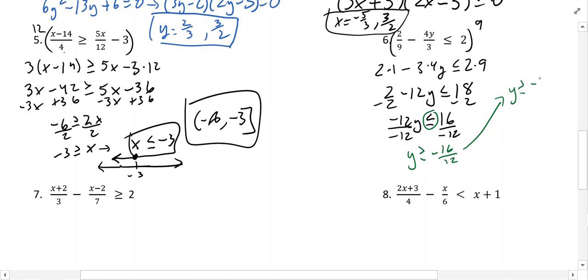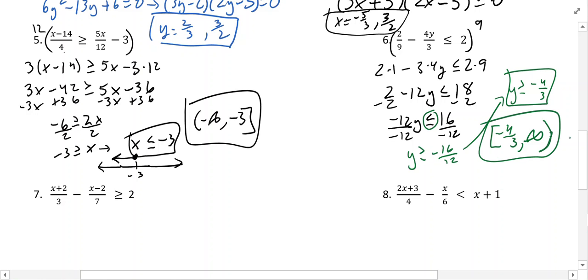So you're going to say negative 4 over 3. And remember, I don't need to see the number line. I just want to see the inequality, which is this: y is greater than or equal to negative 4/3, and the interval. So it's saying everything greater than negative 4/3. So bracket negative 4 over 3 because it's equal to, and greater than, so towards positive infinity. And then here's your interval.